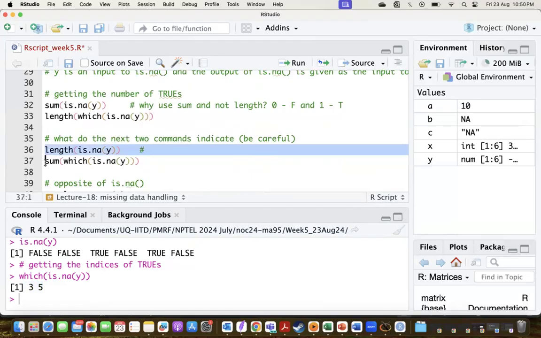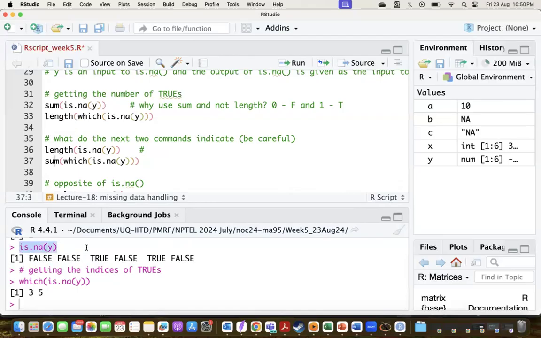What do you think these two commands are doing? And do they make any sense at all or not? So basically what I've done is I've jumbled up the sum and length in these two. Would any of you like to try what line number 36 and line number 37 might give us? Just to remind you, this is the output of is.na. So you are taking the length of this, and this is which is.na. So you're taking a sum of this. What's going to be each of these lines here?